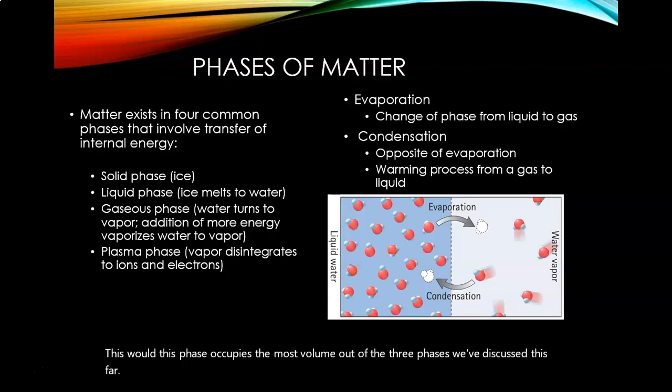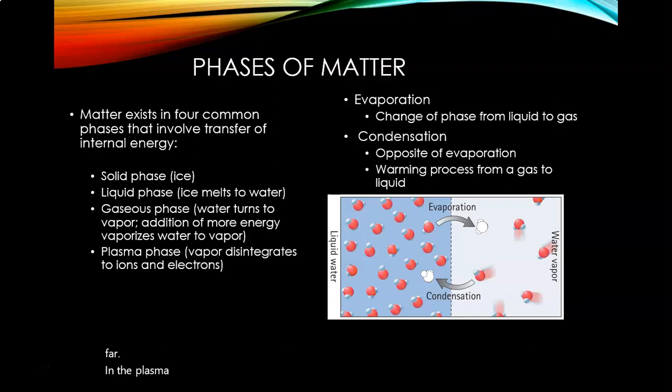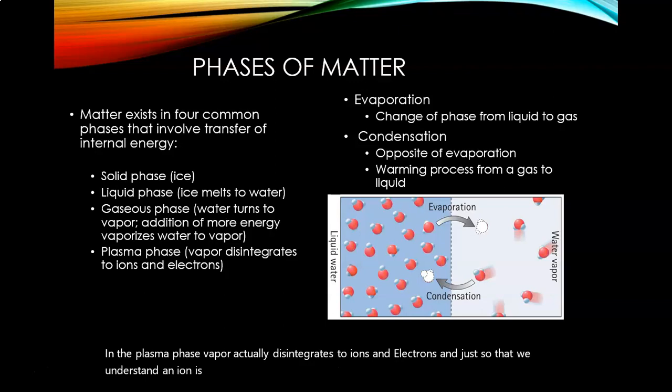In the plasma phase, vapor actually disintegrates to ions and electrons. And just so that we understand, an ion is an atom, but it has a positive or negative charge, which means that it has either lost or gained electrons.